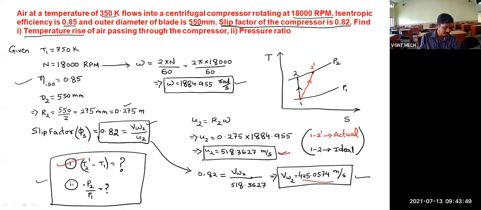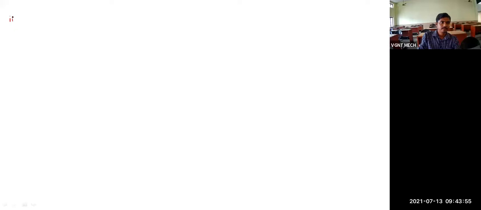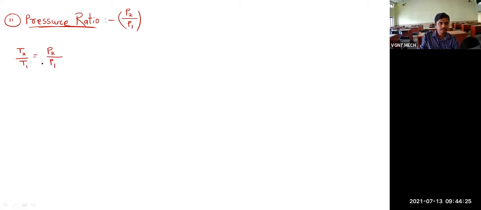Now the second point is pressure ratio. Pressure ratio means P2 by P1 we have to calculate. So for pressure ratio, we have to apply the relationship between temperature and pressure, that is T2 by T1 is equal to (P2 by P1) whole to the power (gamma minus 1) by gamma.